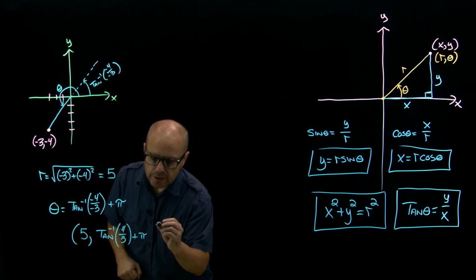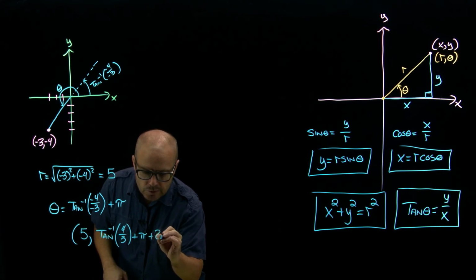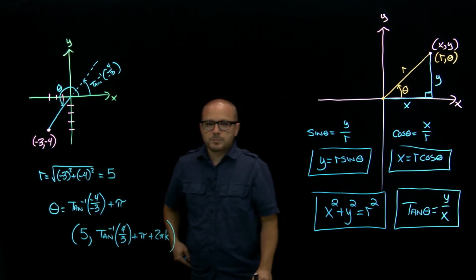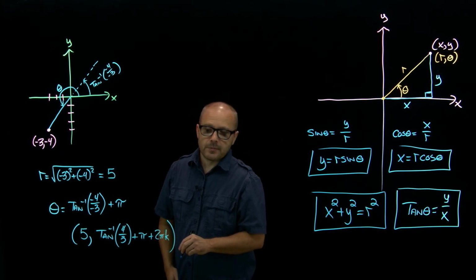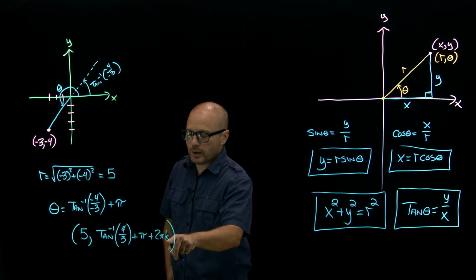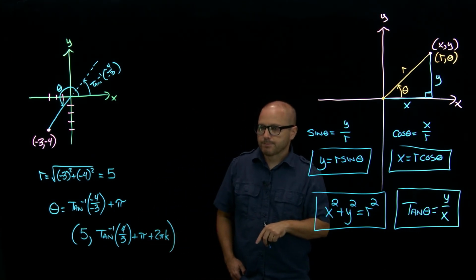So to fully describe it with a positive r, I really have to say plus 2 pi k, where that k is any integer. So a positive whole number or negative whole number, so going either the positive or negative direction.